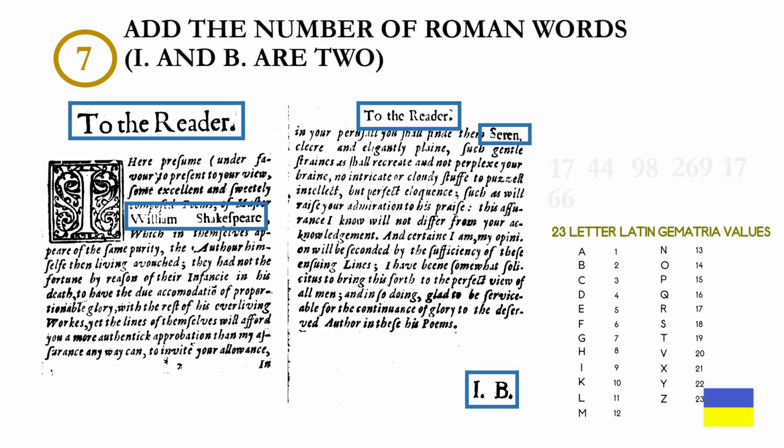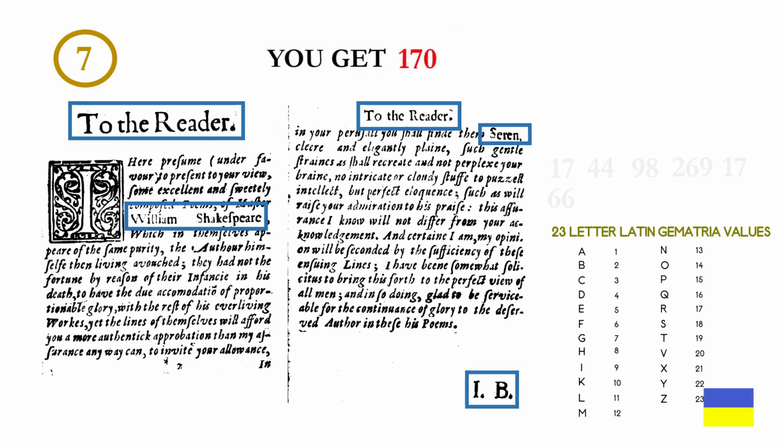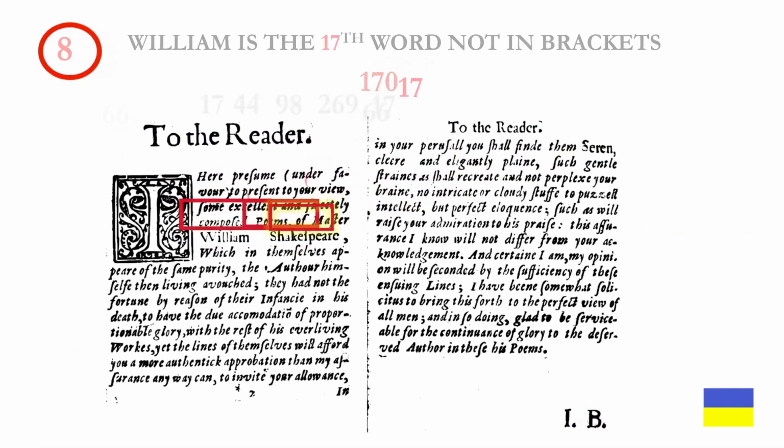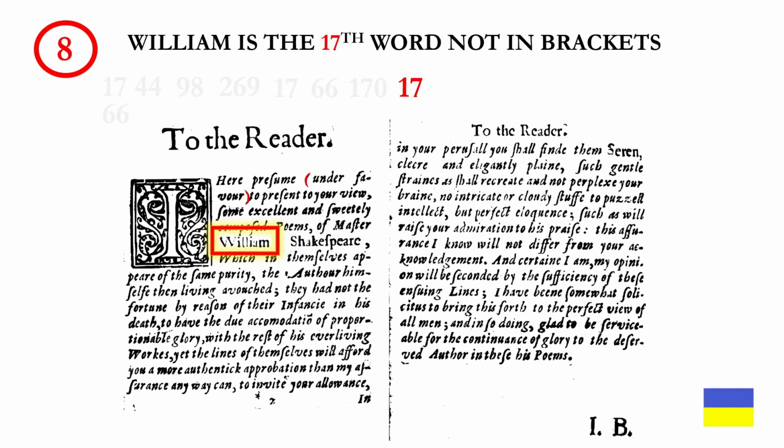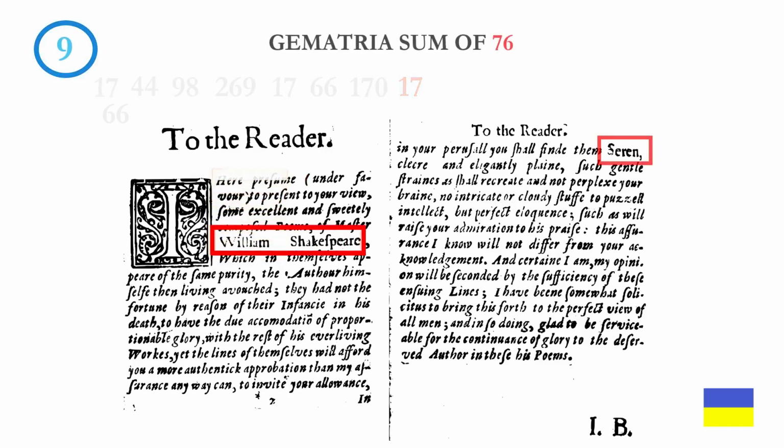We add the number of Roman words, in which I and B are counted as 2, and we get 170. William is the 17th word, not in brackets, in the preface. It has a gematria sum of 76.